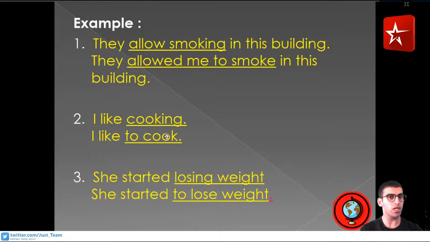I like cooking, I like to cook. As you see, I like cooking and I like to cook. Firstly, we use gerund. Secondly, we use infinitive. She started losing weight. She started to lose weight.